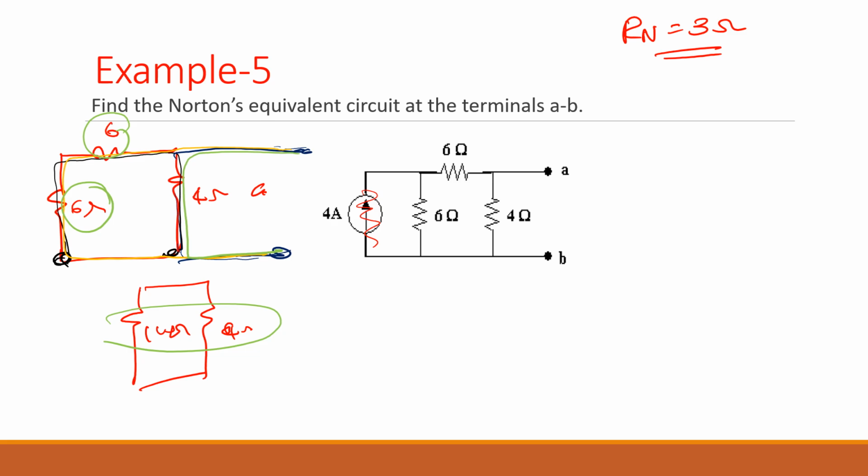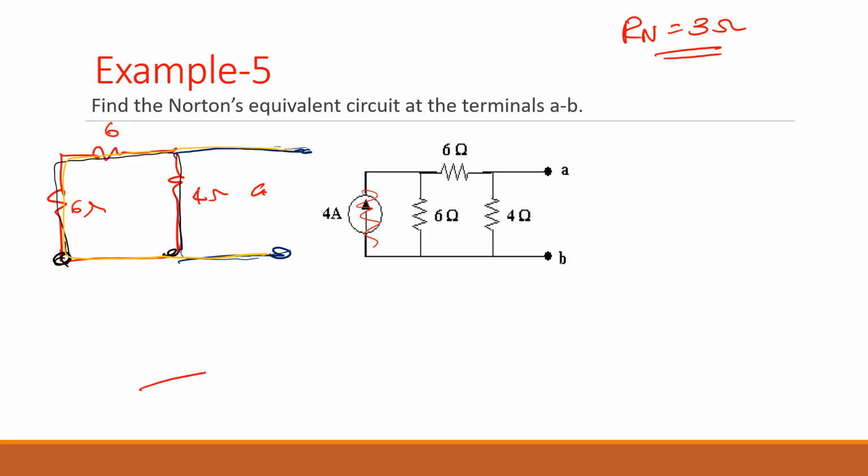Yeah. 4 and 6 are not in series. You need to find the equivalent resistance across the A and B, isn't it? So if I start from A, this is A and this is B. To come from A to B, I have 2 paths. I can go like this. Do you agree with that? That is one path. Am I right? There is another path which is going like this.